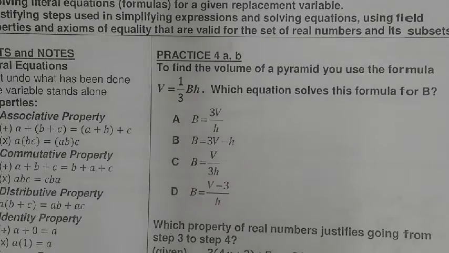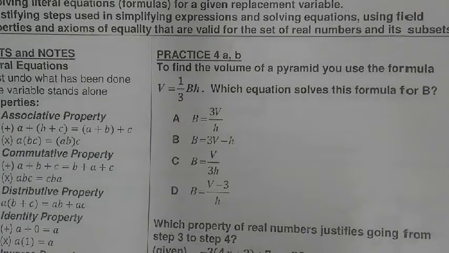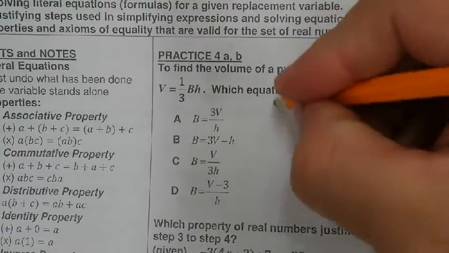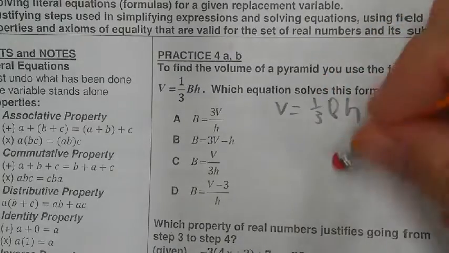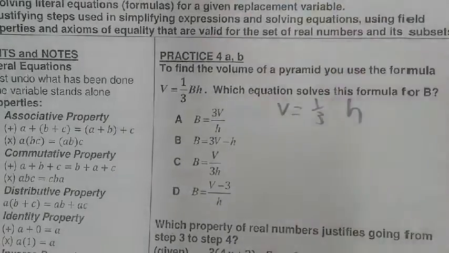So, to find the volume of a pyramid, use the formula V equals 1/3 BH. Which equation solves the formula for B? So we're trying to get B by itself. So we have V equals 1/3 BH. This was something that was hit hard in Algebra Part A.